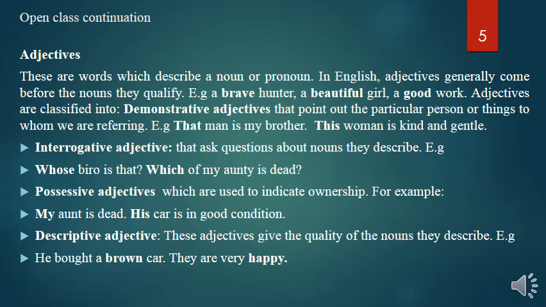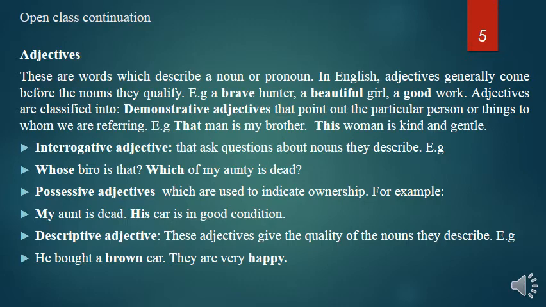For example, brave hunter. A hunter is a noun and brave is an adjective. So a brave hunter, that brave tells more about the hunter. A beautiful girl. Beautiful is an adjective that tells more about the girl. So it comes before the girl. The girl is a noun and beautiful is an adjective. That is why beautiful comes before the word girl.